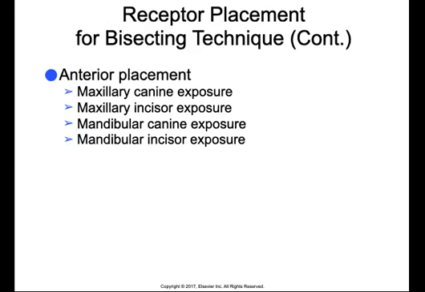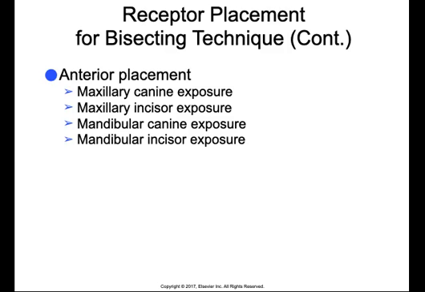For anterior placement, we'll start with the maxillary canine exposure. We'll then do the maxillary incisor exposure, and then the mandibular canine exposure, as well as the mandibular incisor exposure. So there will be 2 canine exposures on top, 1 incisor exposure on top, 2 canine exposures on bottom, as well as 1 incisor exposure.